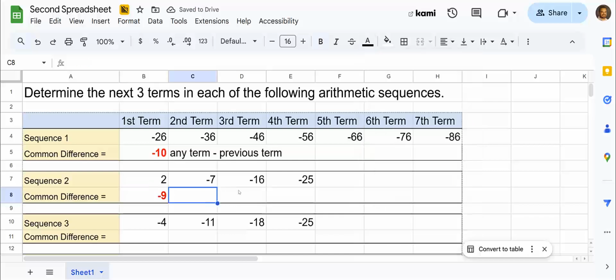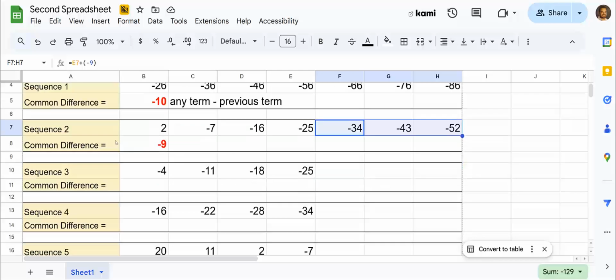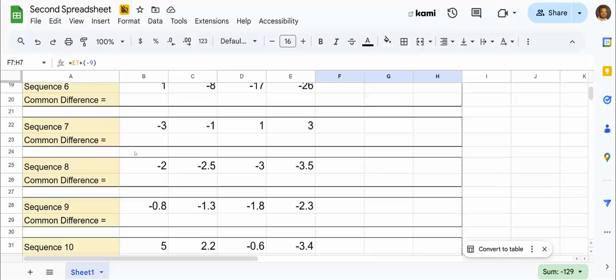So let's go ahead and add negative 9 again to this list and continue this list on. Let's take our fourth term and add a negative 9, and press enter, and there we go. Then we can use our little trick to continue that sequence and just keep adding negative 9. All right, I'll let you finish up sequence 1 and the rest of these.